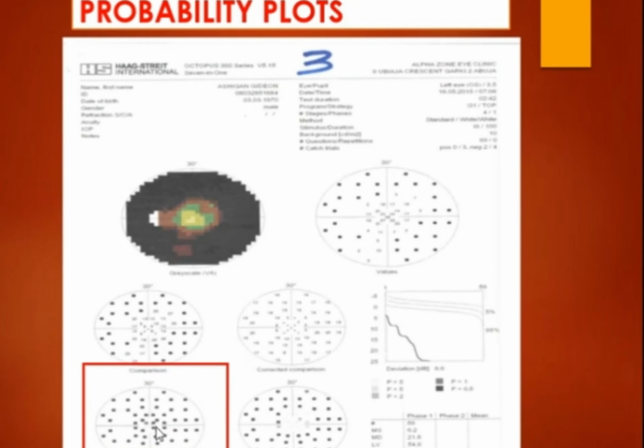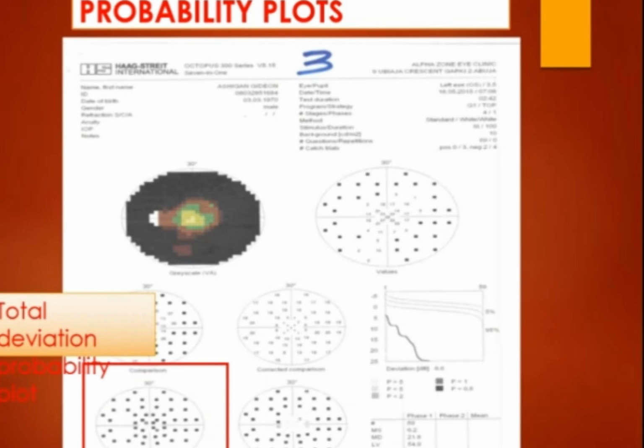For the total deviation probability plot, you have some dark patches representing the depression seen in the total deviation. Then in the pattern deviation probability plots, you also have dark patches representing the depression seen in the pattern deviation. If you look at the total deviation probability plot, you can see that the dark patches are more here. And if you look at the pattern deviation probability plot, it looks lesser because some of the deficits have been compensated for. So that's what the machine does.